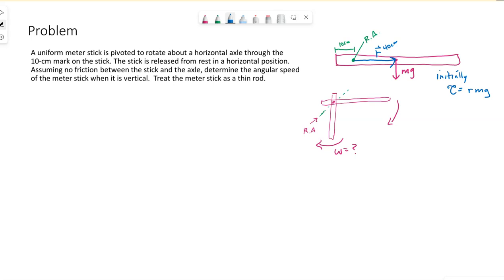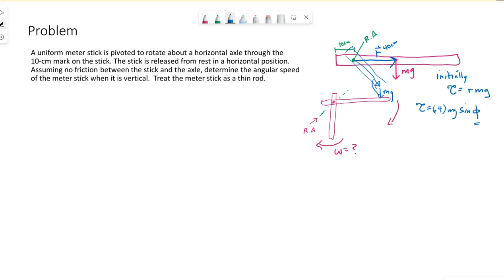The torque would be R times mg. The angle between them is 90. They're already perpendicular. So this will be the biggest the torque value ends up being. Now keep in mind, as the meter stick rotates, this R is changing direction, but mg is not. This angle is changing. So the torque is going to still be 0.4 meters times mg, but the angle between those two is changing with time.